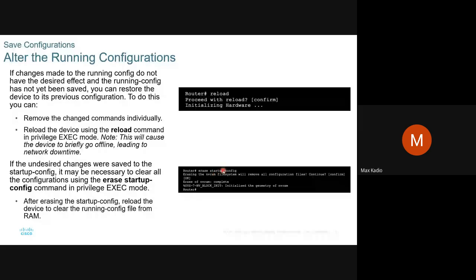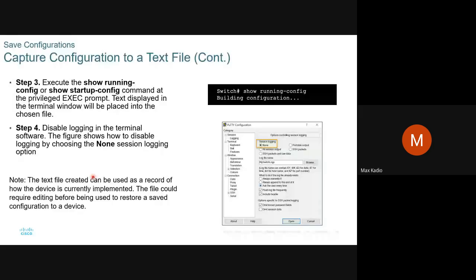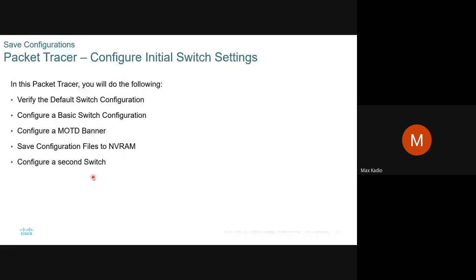Now, if you want to clean up everything, you tap reload or erase startup config. Reload the device using the reload command in privileged mode. You tap reload and you also tap erase startup config. It will clean up everything. You have a video, a demo of this one. One day we'll do a lab at Scalabrini. I'll show you this one.